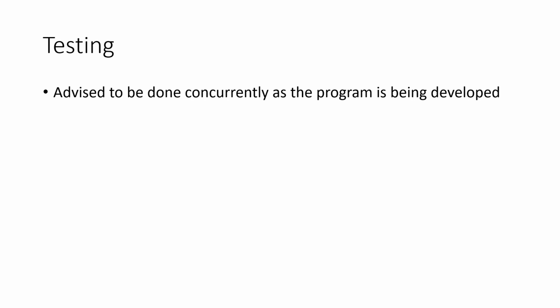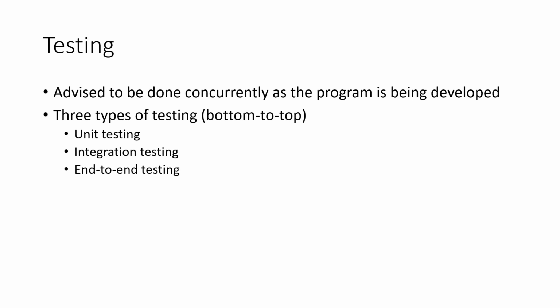So, and here's the fifth aspect of this whole process, testing. It is always advised for testing to be done concurrently, meaning at the same time as your program is being developed. But wait, how can I do that if my program's not fully completed and I'm not able to test it? Oh, that's easy. Because there exist three types of testing, if you remember from my previous video. And all of these approaches are pretty much bottom to top.